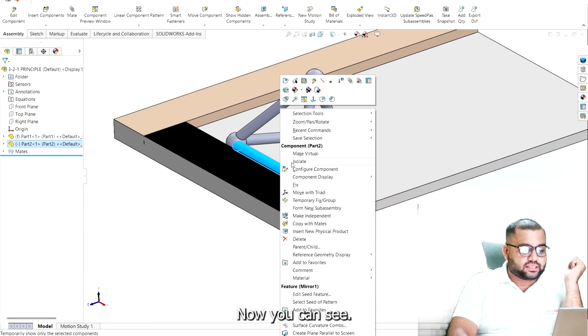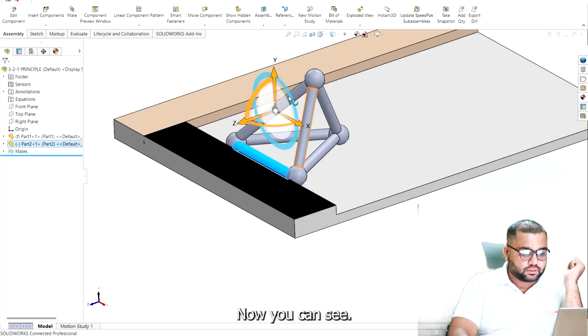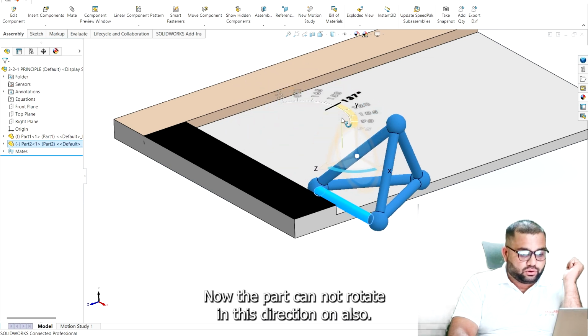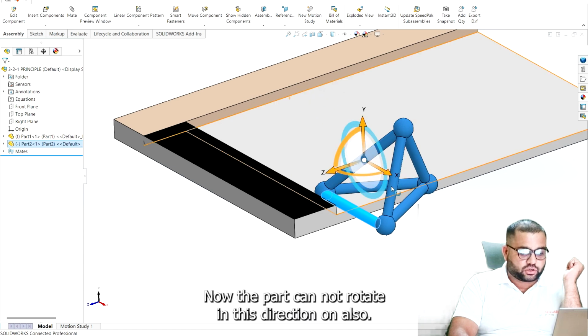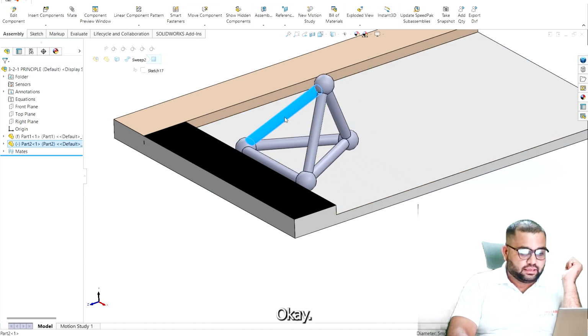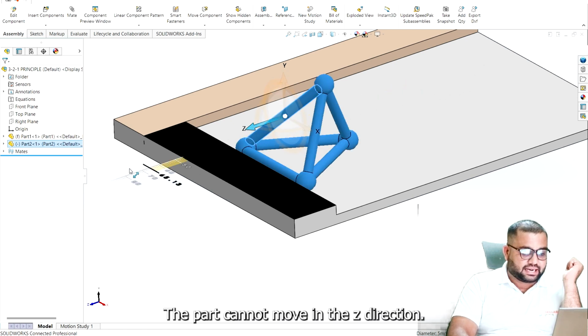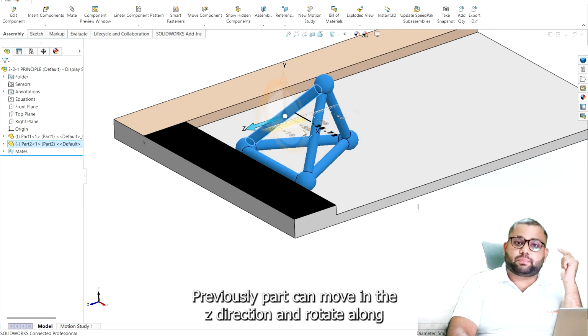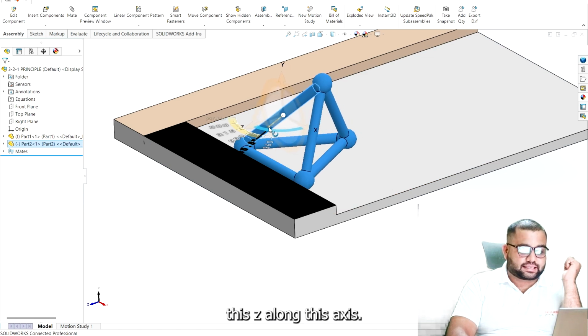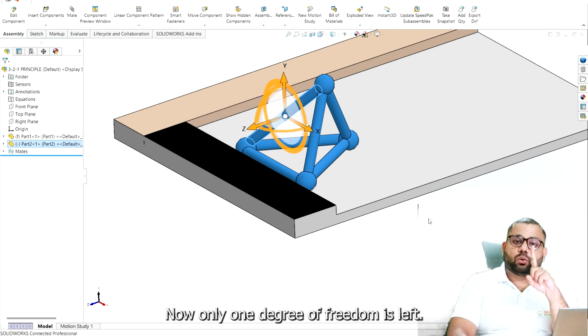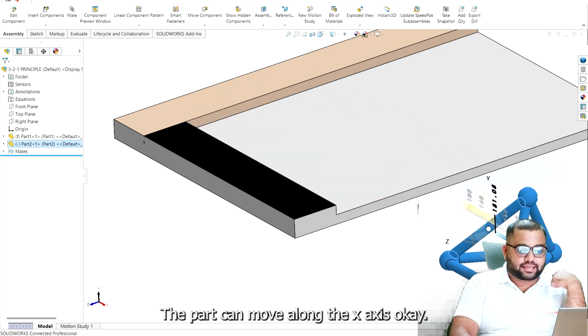Now you can see the part cannot rotate in any direction. The part cannot rotate in this direction also. And what other movement is restricted? The part cannot move in the z direction also. Previously the part could move in the z direction and rotate along this axis. But now these 2 movements are also restricted. Now only 1 degree of freedom is left. The part can move along the x-axis.